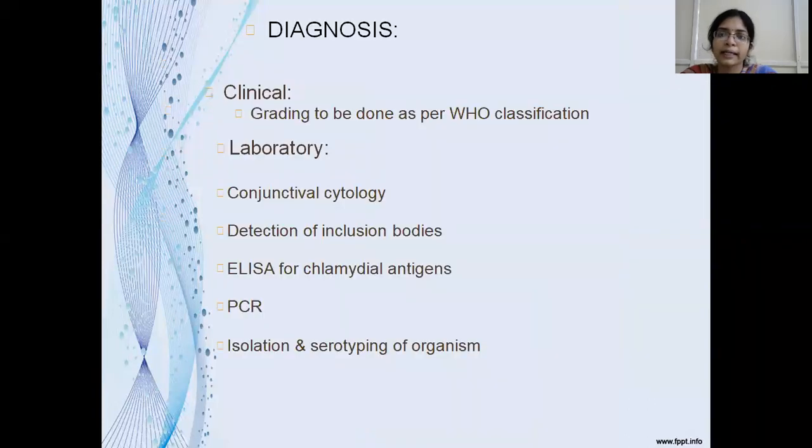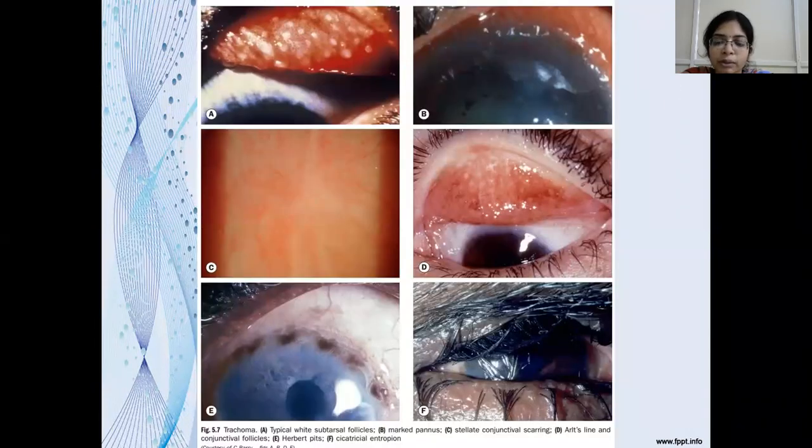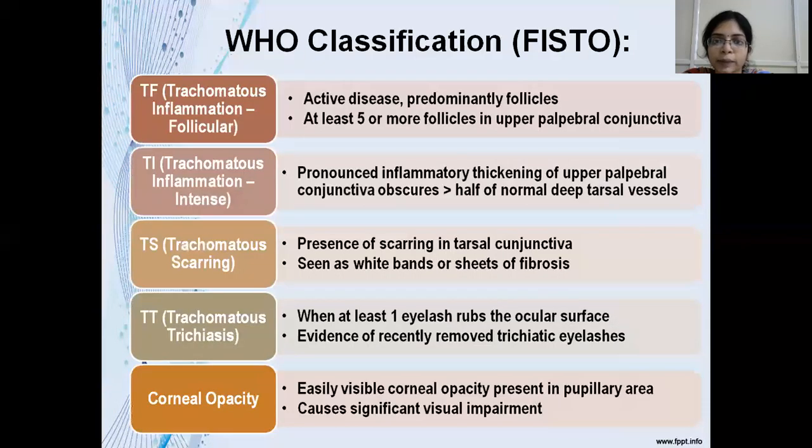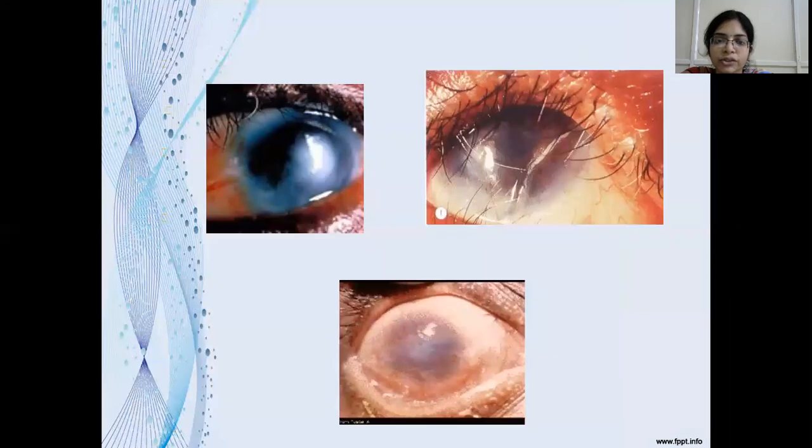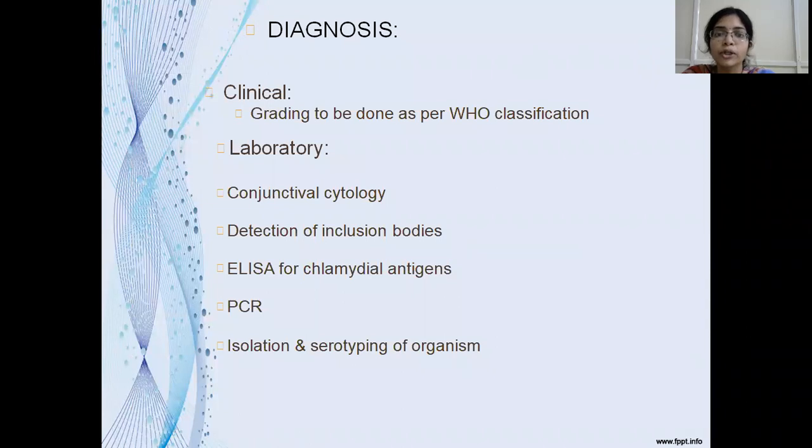Now, how do you diagnose trachoma? Again, as I said, clinically, if you have to diagnose trachoma, you look for all these signs and symptoms, and you go through the WHO classification and try to classify trachoma accordingly. Now, how do you diagnose in the laboratory?